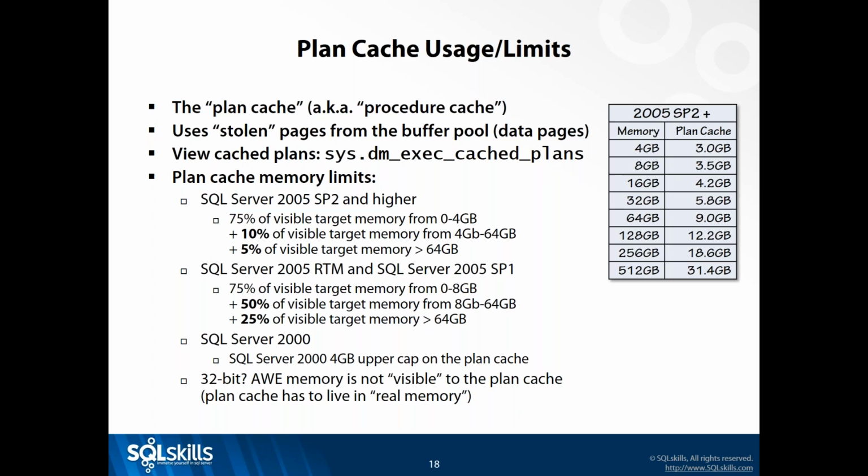Well, obviously, they started to change that percentage. And as of 2005 SP2 and higher, the number is essentially 75% of your first 4 gig plus 10% of the next 60 gig plus 5% of the memory above that. And I translated that on the right-hand side of the screen. So if your SQL Server has access to, let's say, 8 gig of memory, then 3.5 gig of that could go to the plan cache.